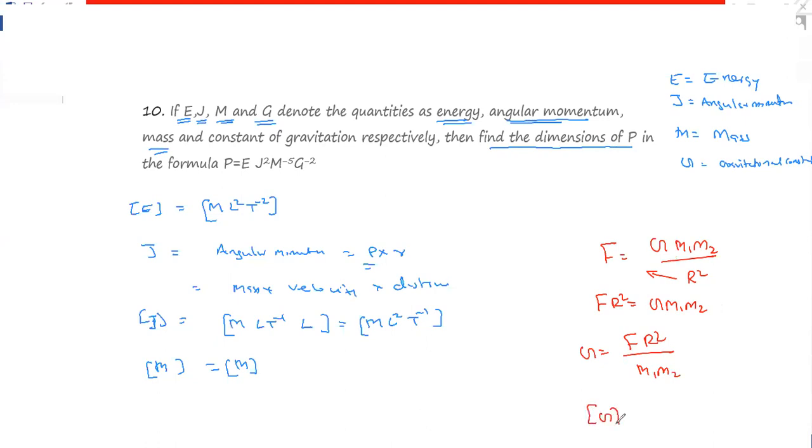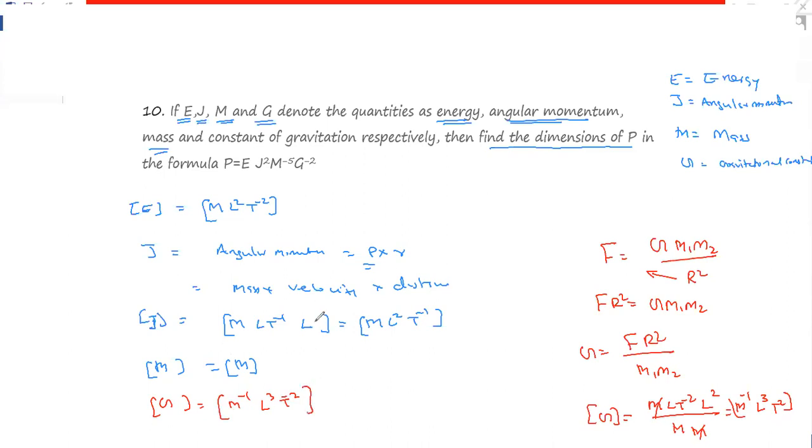So the dimension of G: force is mass into acceleration, right? So M L T raised to minus 2, divided by radius square. Radius is one length, so it is L square. Mass is M. M1 or M2 is also mass, it is M. One M we can cancel. So it is equal to M raised to minus 1. L into L square becomes L raised to 3, and T raised to minus 2. This is the dimension of the gravitational constant. G equal to M raised to minus 1 L cube T raised to minus 2.